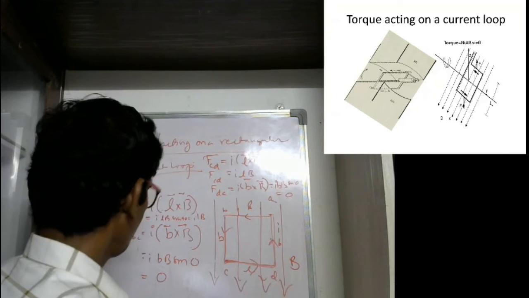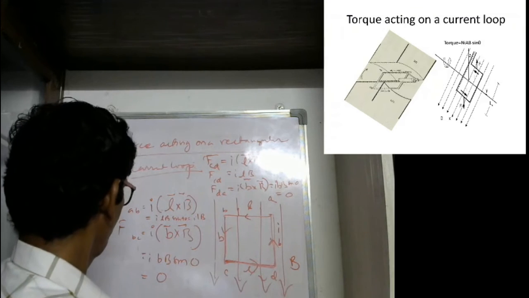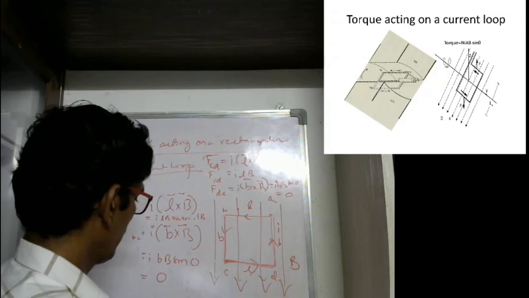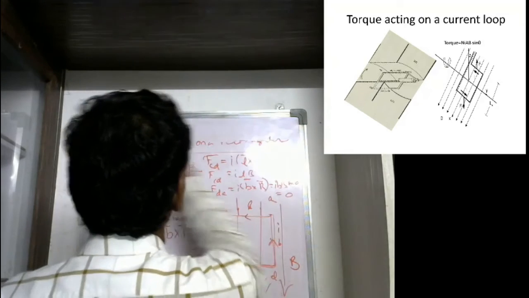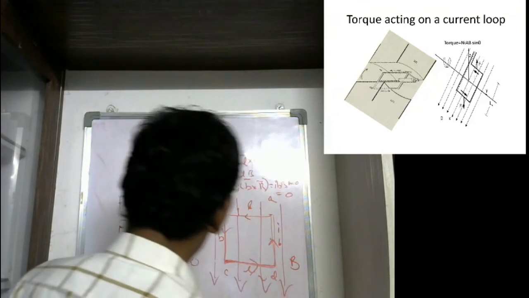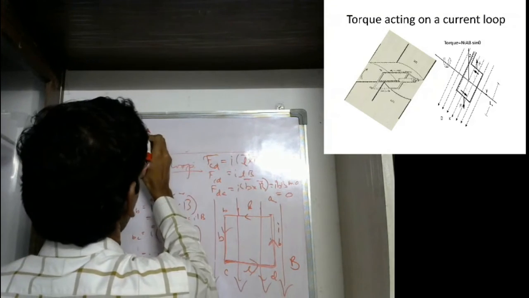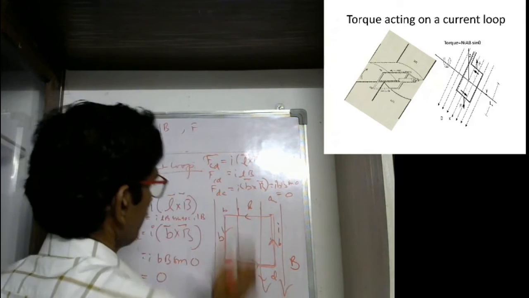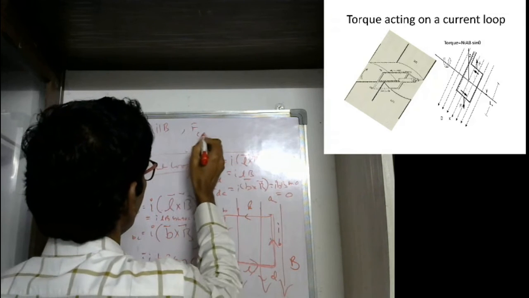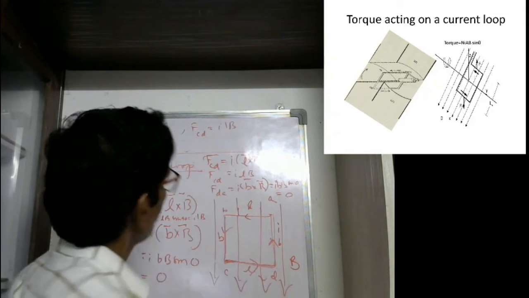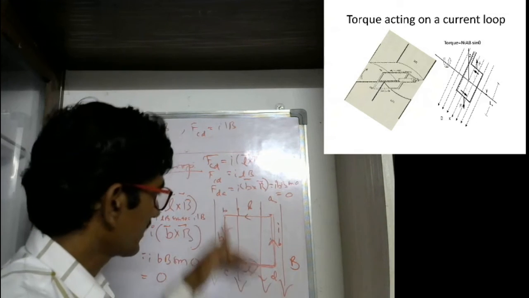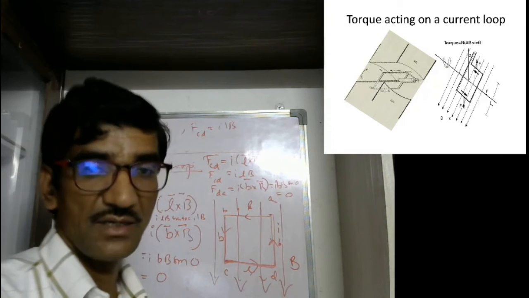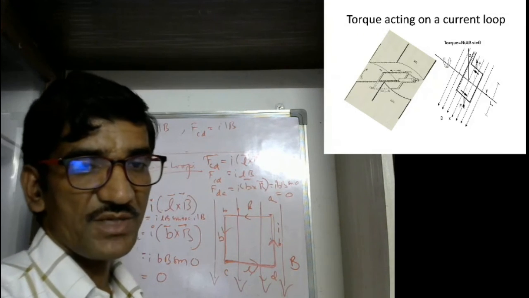Now, F AB is equal to I L B, and otherwise I will write here non-zero forces. F AB is equal to I L B, and F CD is equal to I L B. Equal forces are acting on these 2 sides and no forces are acting on these 2 sides. So a couple is acting on this. So how much will be the torque?